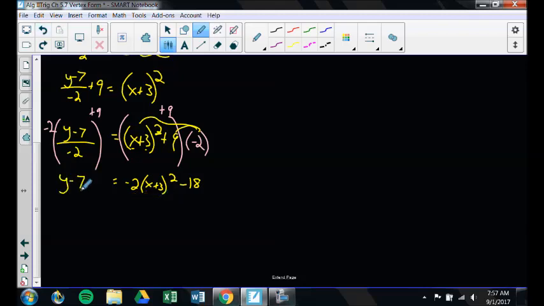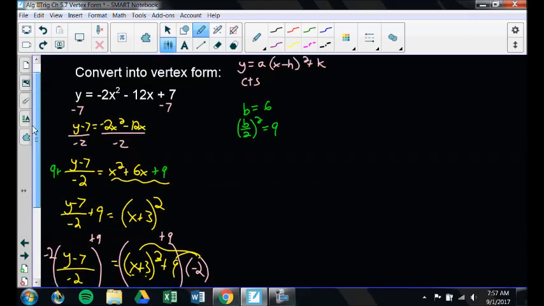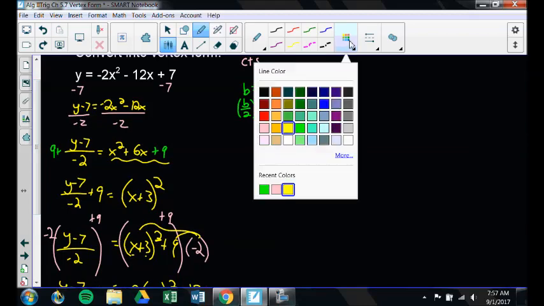So now we have this. Now I'll add the 7 to both sides. Y equals -2 times x plus 3 squared minus 25. That's the traditional way that we've done it. It's the longest way, but it'll get the job done. I'm going to show another way to complete the square now.